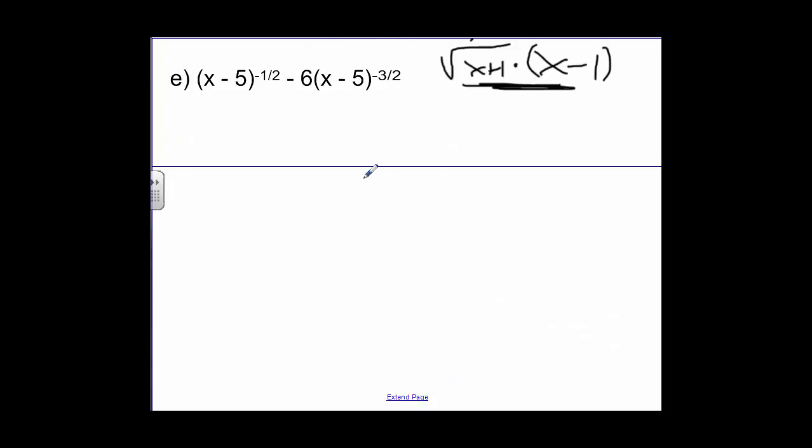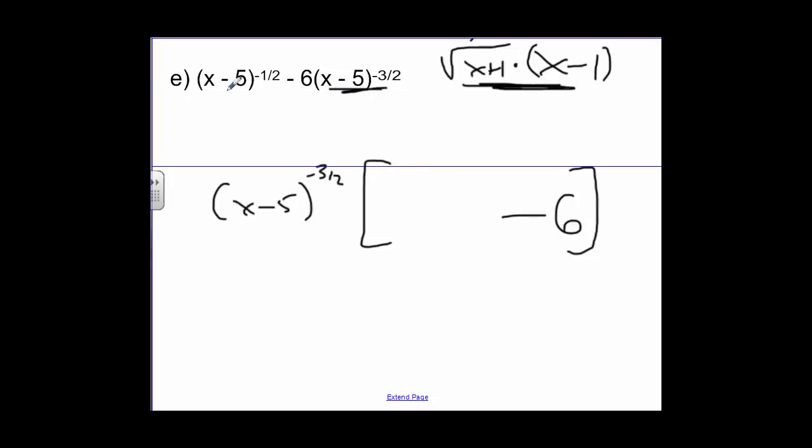All right, last one. Similar concept. We have an x minus 5 that needs to get removed because it's in both terms. The lowest exponent I have is the minus 3/2. So for the second part, you're going to be minusing 6, because you're basically pulling this part off of it, right? For this guy right here, we need the x minus 5.